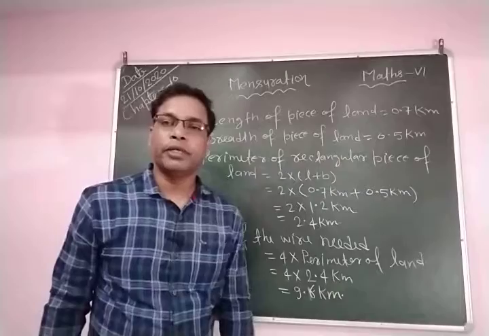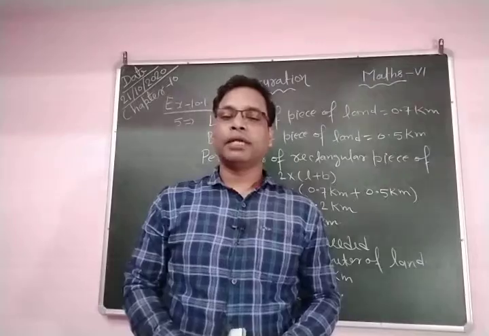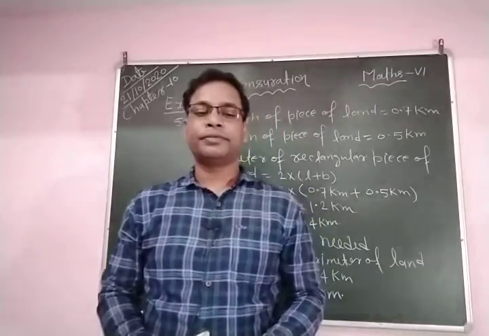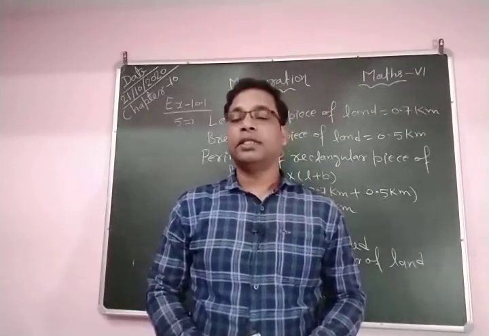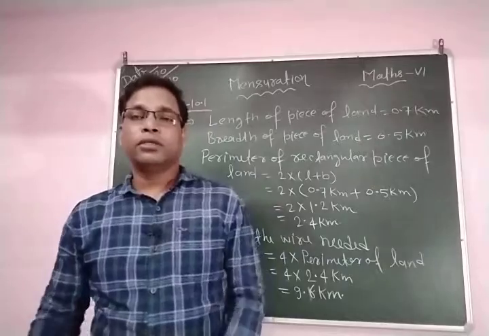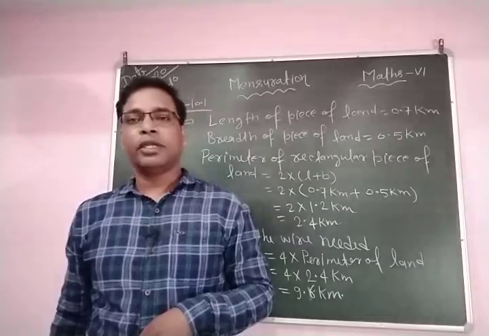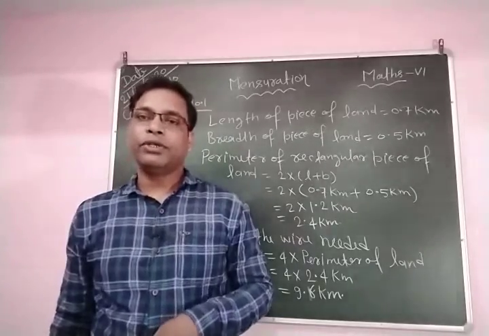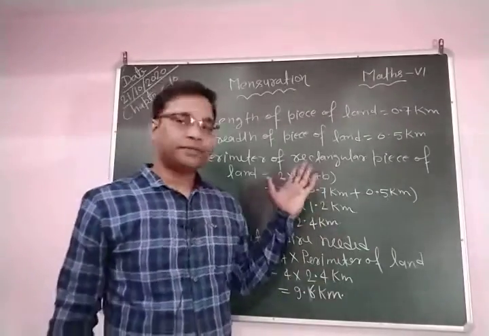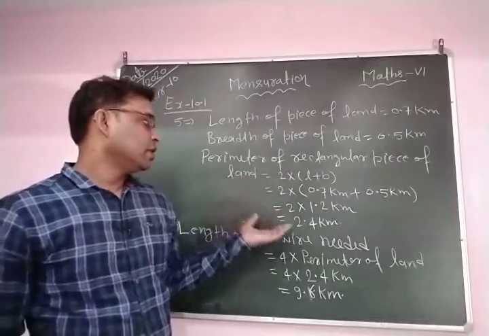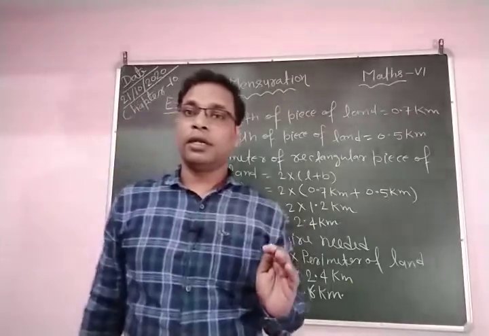In this question, it is given that a rectangular piece of land measures 0.7 kilometer by 0.5 kilometer. Each side is to be fenced with 4 rows of wire. What is the length of the wire needed? So in this question, the length and breadth of the rectangular piece of land are given, 0.7 kilometer and 0.5 kilometer respectively. We need to first find the perimeter of the rectangular piece of land. So here you can see we found the perimeter is 2.4 kilometers, and we need to find the length of wire.